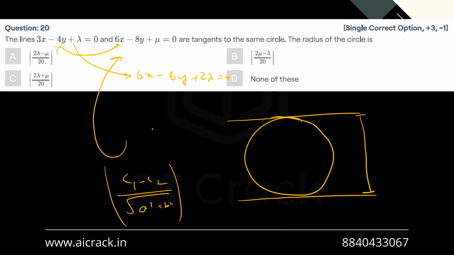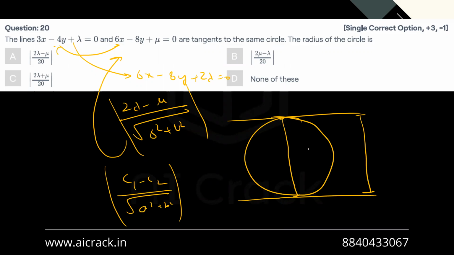Now the distance is modulus of (2 lambda minus mu) divided by under root a square plus b square. That would be 6 square plus 8 square, right? So this comes out to be the distance between two parallel lines, and that is actually the diameter. We have to find out the radius. Radius is half of it. So basically you'll be getting (2 lambda minus mu) divided by, this is 10, so 10 into 2, that is 20. So this is our correct answer. So I think A is the correct answer.